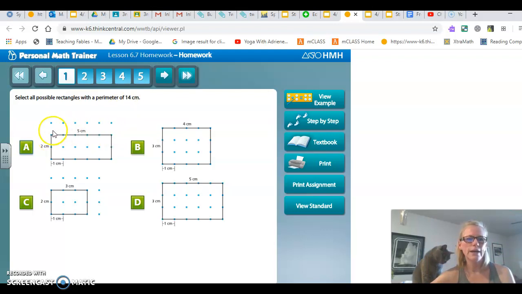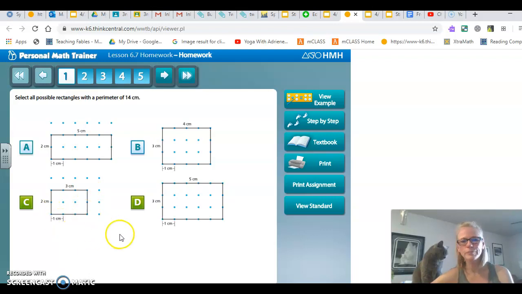Here's A. 5 plus 2 is 7, plus 5 is 12, plus 2 is 14. I'm looking for 14, so I'm clicking on that as my choice. I'm going to go to B. 3 plus 4 is 7. Hey, I just thought of something. I know my doubles. 7 plus 7 is 14, because there's going to be another 3 and another 4. I think that's it.